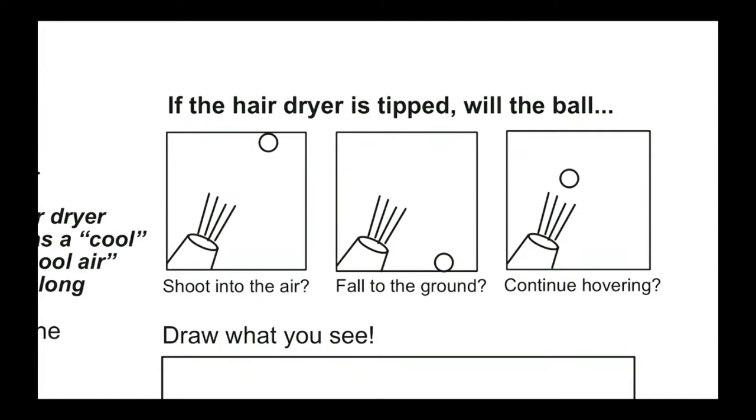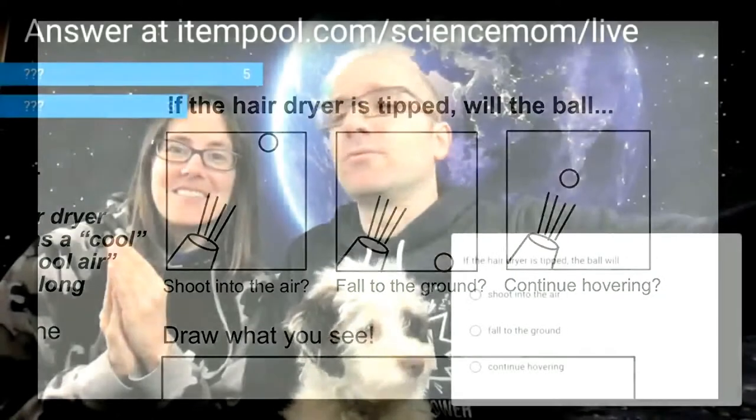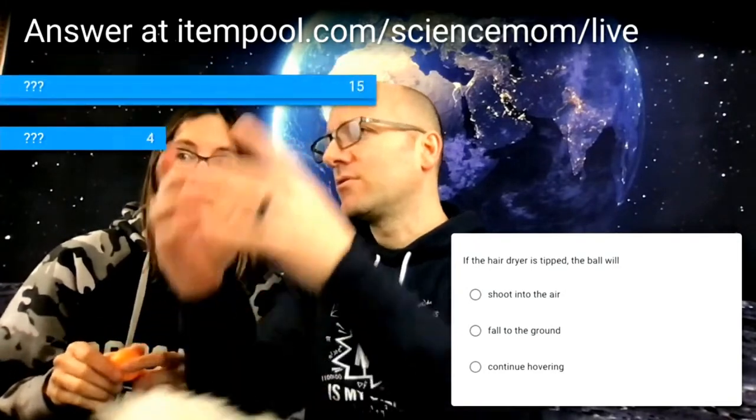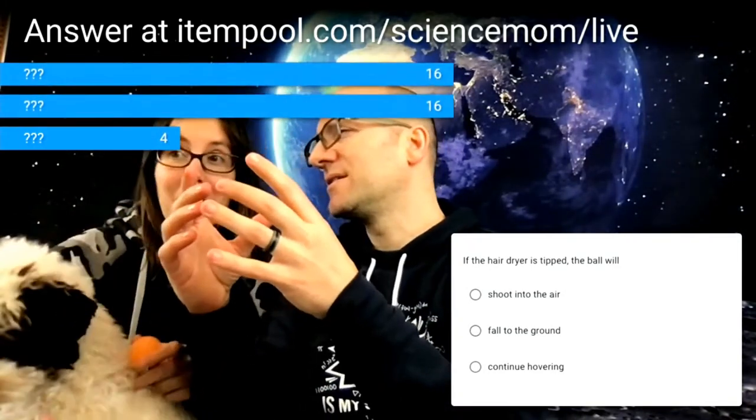So I understand the question. What will happen? Because it really wasn't that surprising, maybe, that it would hold straight up. Yeah, because we have air pushing up and gravity pulling down. But if we move it to the side, then what's going to happen? That one definitely seems like it would be a lot trickier.